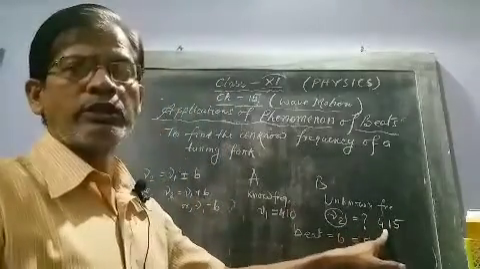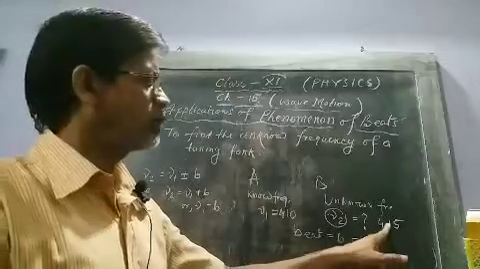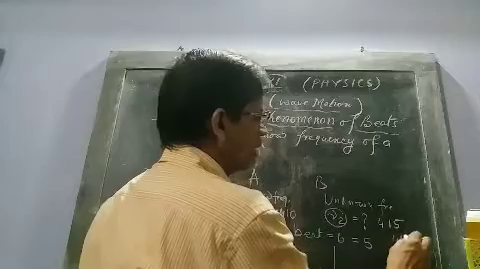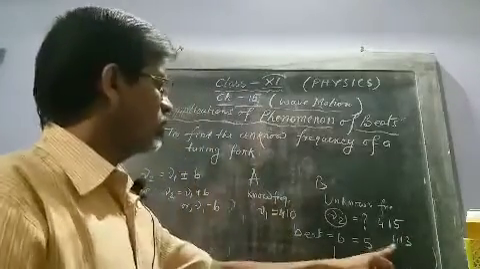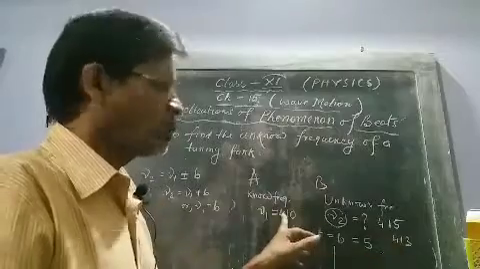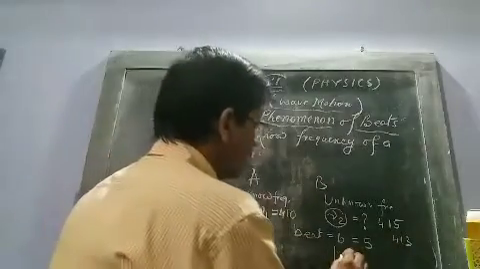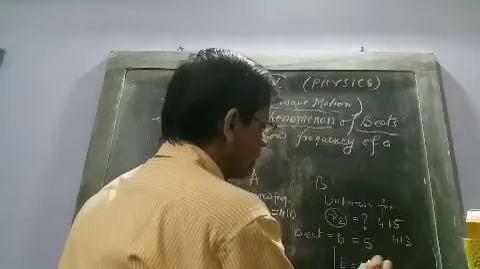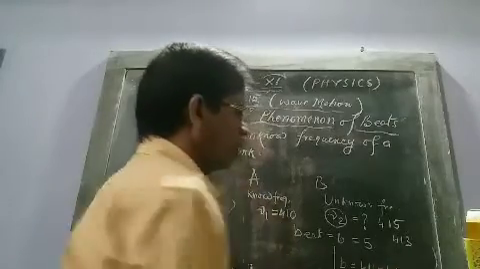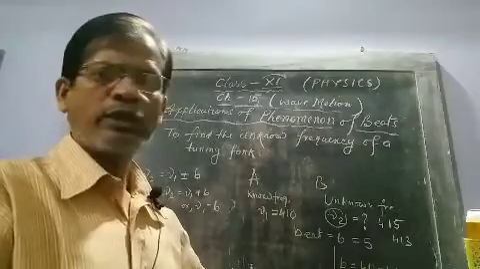Now you load this, so its frequency decreases. If it decreases, suppose it is 413. So now what is the beat? 413 minus 410, so 3. Then beat equal to 413 minus 410 equal to 3. So the beat frequency on loading decreases.